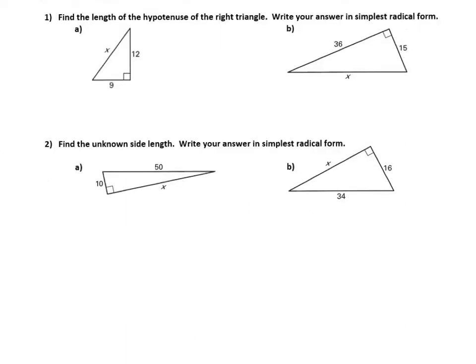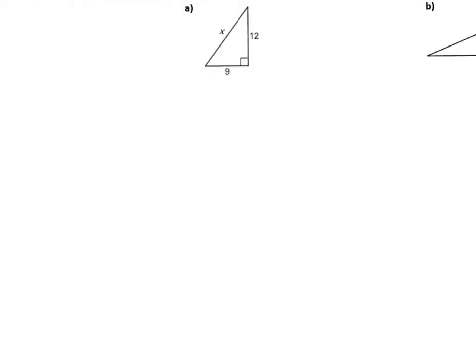So for these first couple examples, they want me to figure out the length of the hypotenuse in the right triangle, and I want to simplify that radical. So let's check out A. One way to get started on these problems is just to identify what piece is what. So I know that this long side is the hypotenuse, x, since it's across from the right angle. And then these other two sides, the shorter pieces, are the legs.